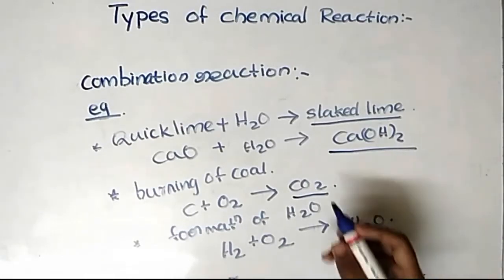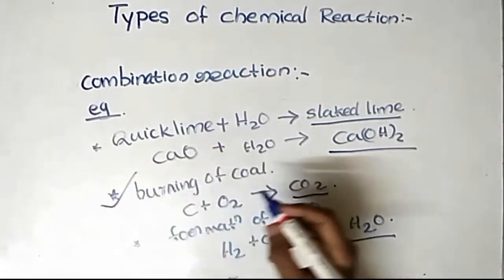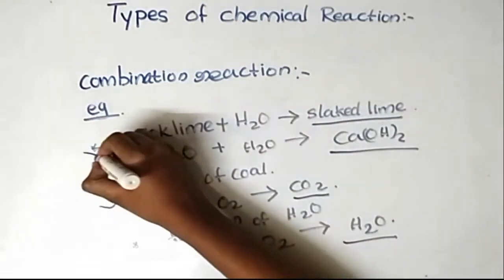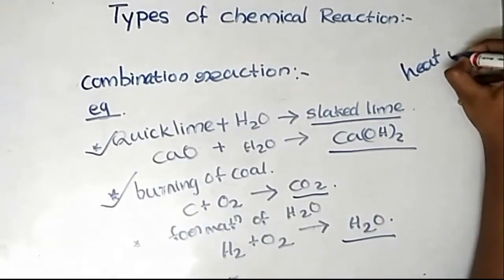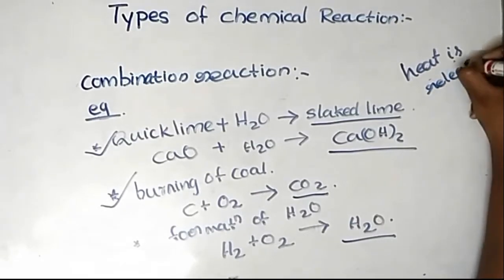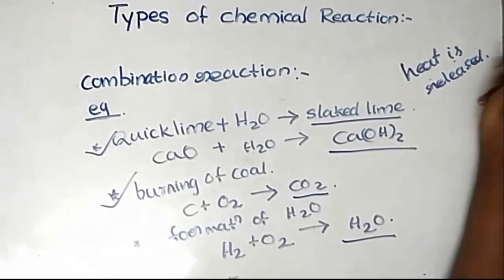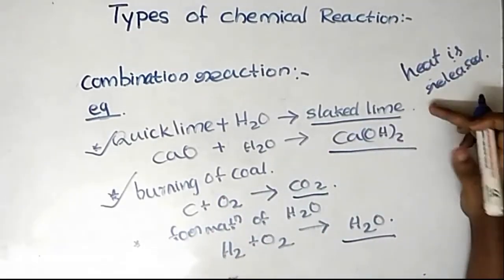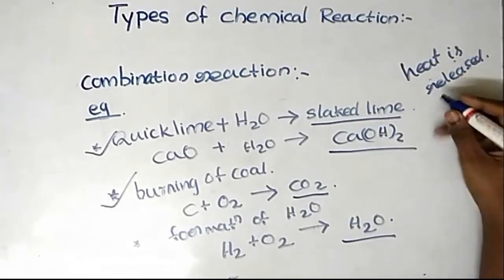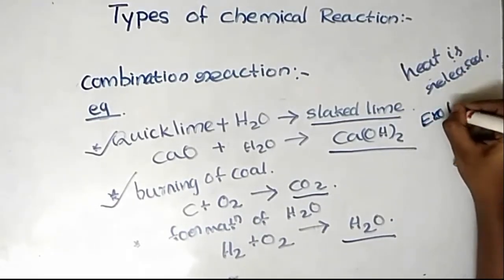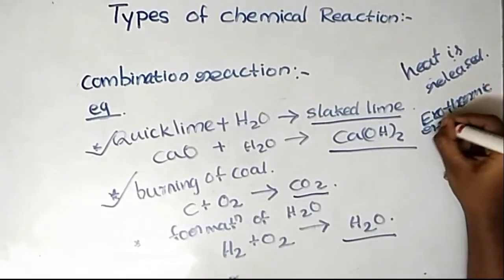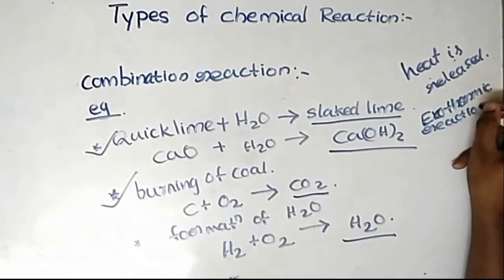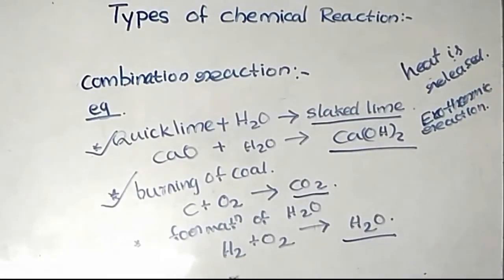When we observe the burning of coal and the reaction of quicklime, we can see that a small amount of heat is released. Such types of reaction in which heat is released are called exothermic reactions. So don't forget about exothermic reactions also.